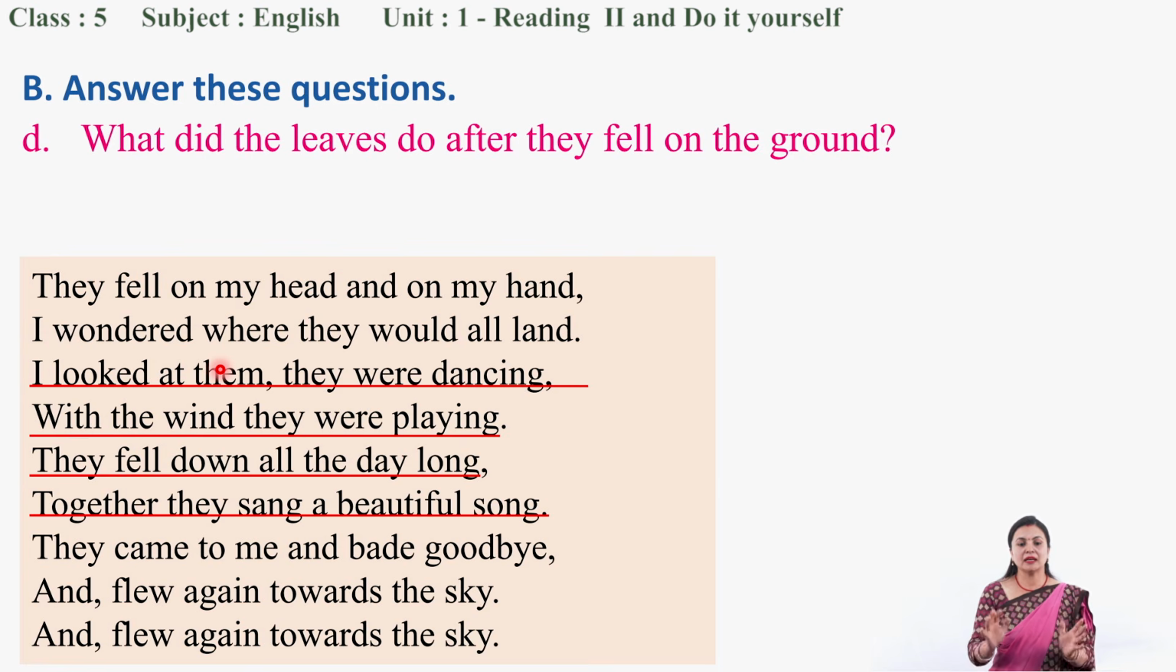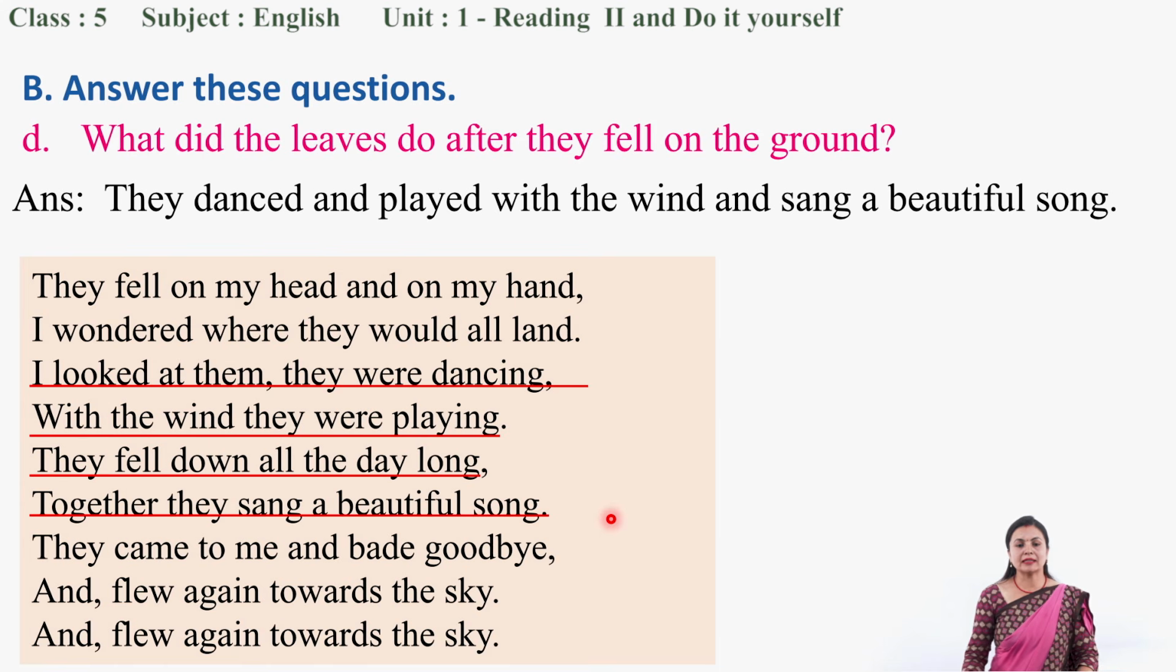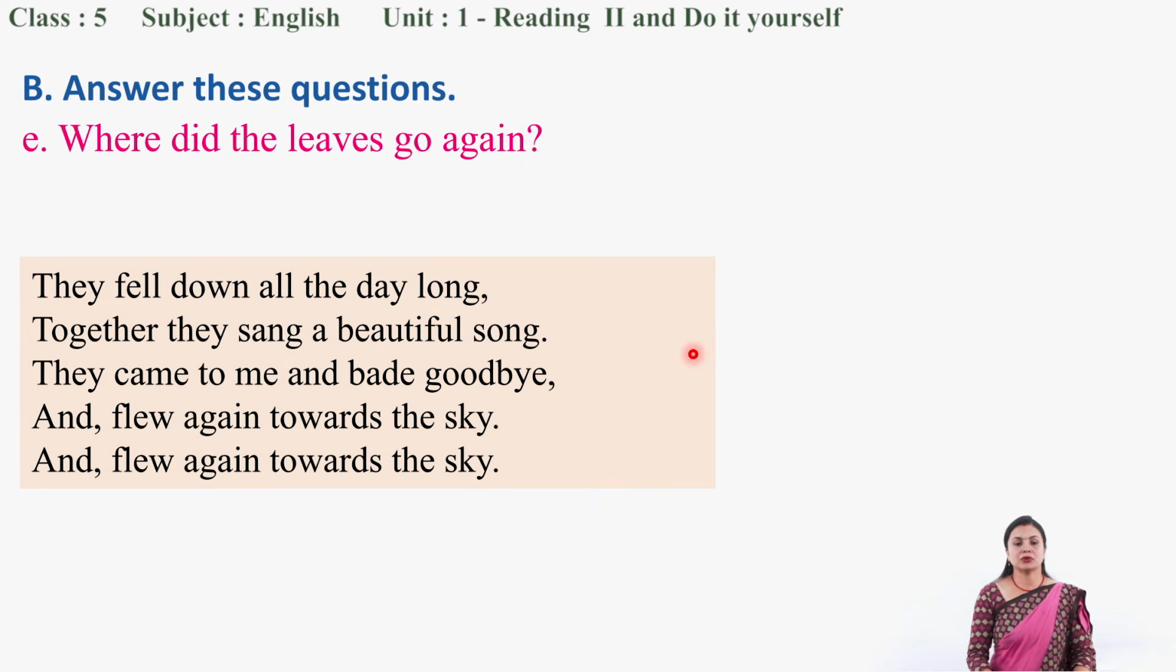Yes, you can make it in one sentence. Also here, together they sang a beautiful song. So they did all these things, like they were dancing, they were playing, they sang a beautiful song. So now add all these things in only one sentence. So you can write it like this: they danced and played with the wind and sang a beautiful song. So now let's move on to the next question.